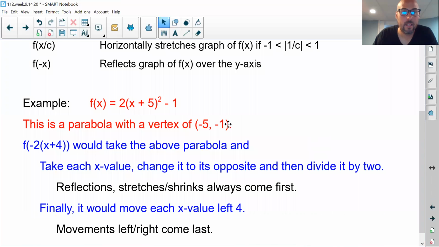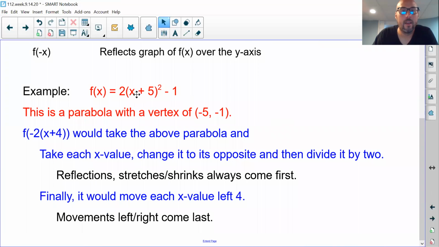Another example. Same red parabola with a vertex of negative 5, negative 1. What does this do to that parabola? Now, it bears repeating. The reflections and stretches come first, then the movements left and right. So here, the x plus 4 is the movement to the left, but that comes last. The reflections and the stretches come first. So this negative 2 I have to account for. It's going to take all the x values, and it's going to take their opposites, which is the negative, and it's going to divide by 2. And then it'll move to the left 4.